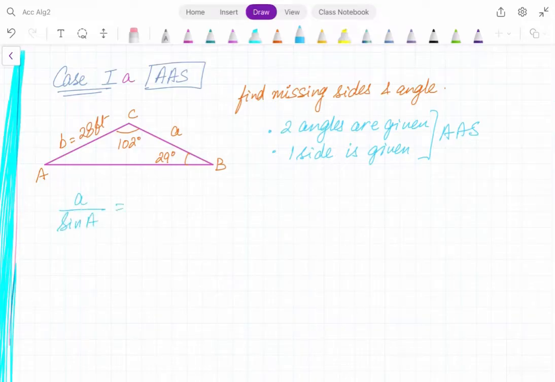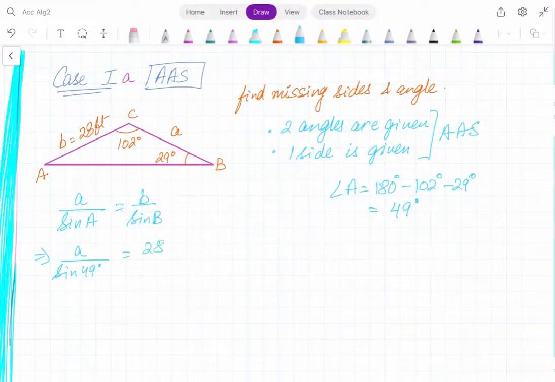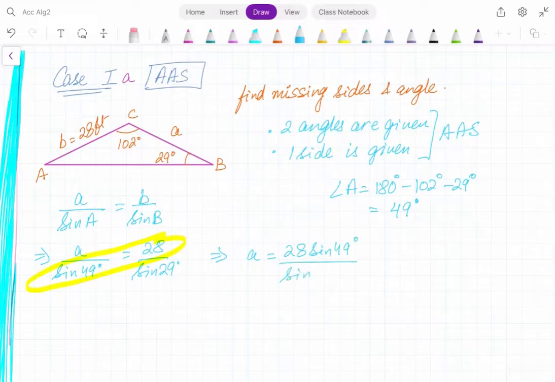So we need the side, so we can use the basic law of sine formula. A divided by sine A is equal to B divided by sine B. Because the two angles are given, the third angle will be 49 degrees. So A divided by sine of 49 degrees is equal to 28 divided by sine 29 degrees. Cross multiplication will give you the side length. Just put it in your calculator and you should get the answer. Be careful, use the parentheses. Do not do sine 49 times 28 because that will bring an error. So side A is 43.59 feet.